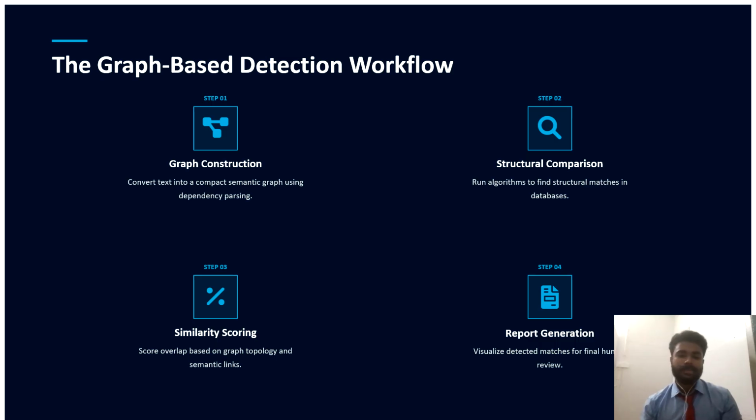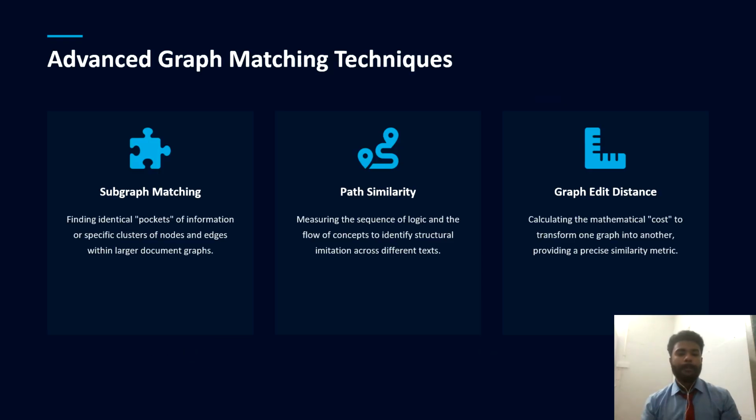The graph-based detection process usually follows several steps. First, the submitted document is converted into a semantic graph. Second, this graph is compared with graphs stored in a database. Third, the system calculates a similarity score based on the structure matches. Finally, the system generates a similarity report, which highlights potentially copied sections. Human reviewers can then check the report to confirm whether plagiarism has occurred.